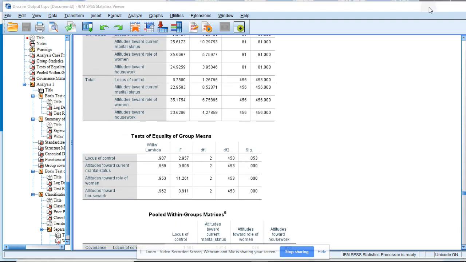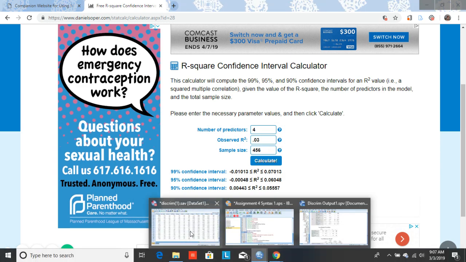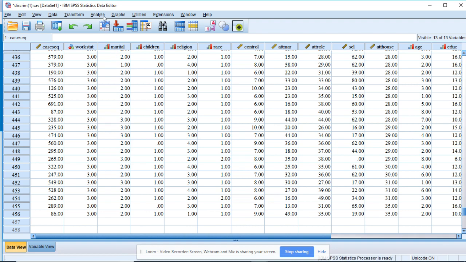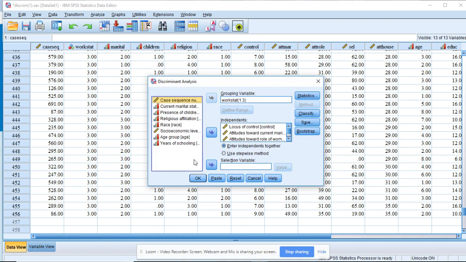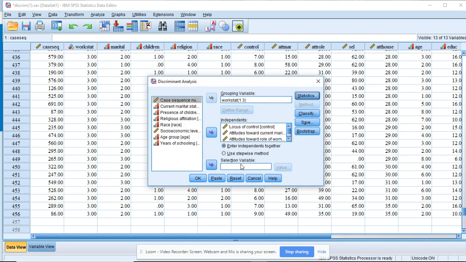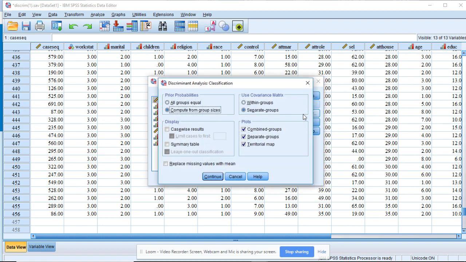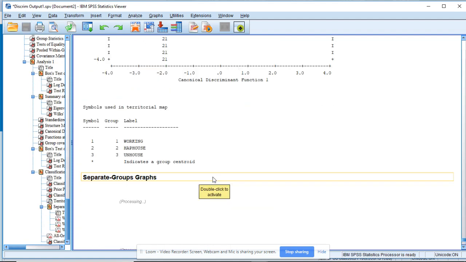Let me go back to the data set and just pretend like I'm going to do the discriminant classification again, just to see statistics. I had clicked off everything. Classify. Oh, I must have clicked on summary table. So we're going to do this again, and the results will all be the same except for the very bottom.